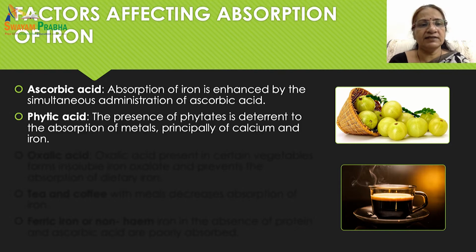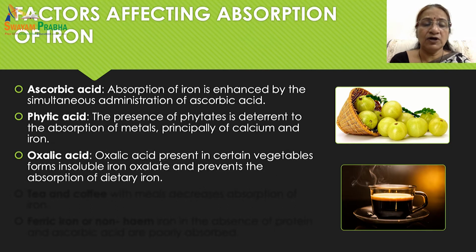Now, phytic acid. The presence of phytates is deterrent to the absorption of metals, principally of calcium and iron. Now, sources of phytic acid are grains such as wheat, rice, oats, legumes such as soybean, lentils, peanut, nuts and seeds such as almonds, sesame seeds, tubers such as potatoes, beets and carrots.